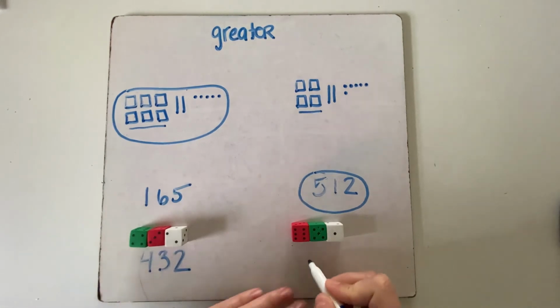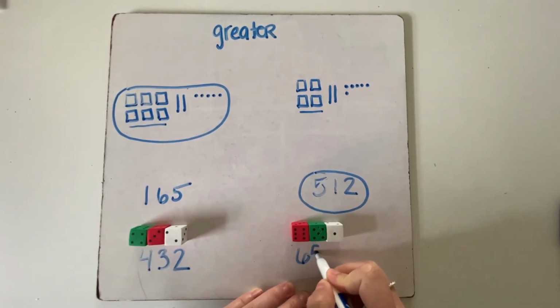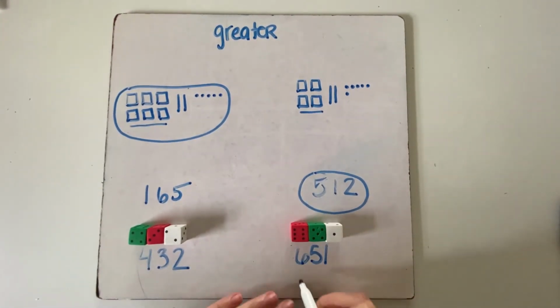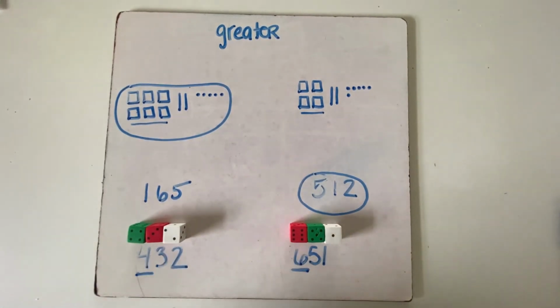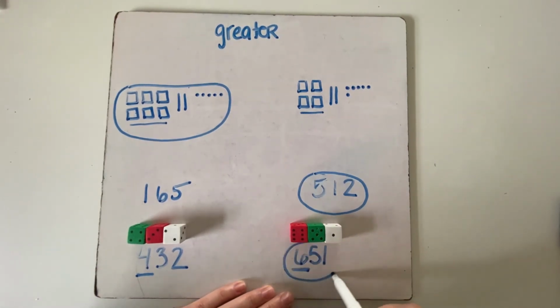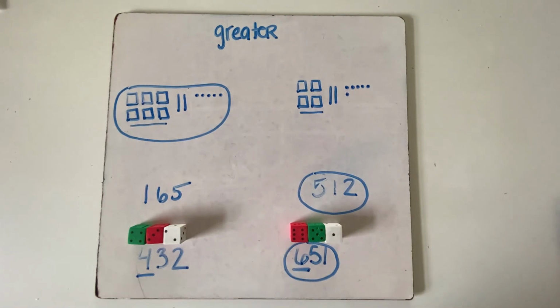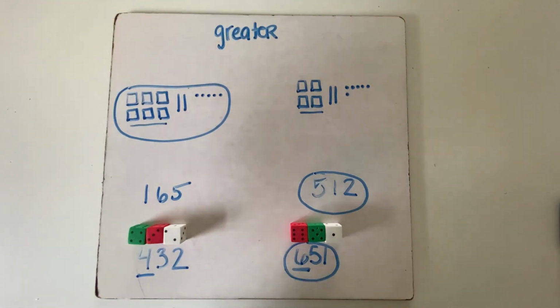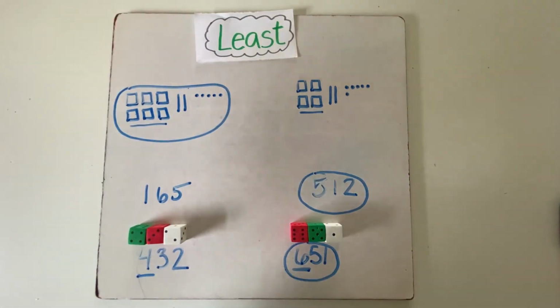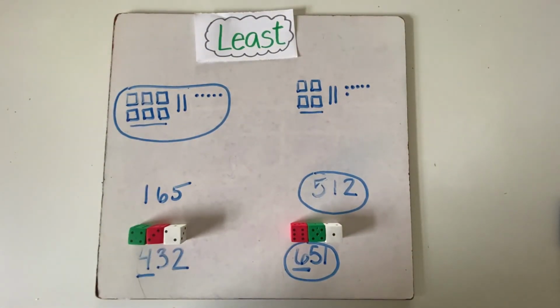And here I have 432 and 651. Once again, using their place value, they should know that they want the highest number in their hundreds place to create the greatest number. And once again, player 2 can win here. Your other option is to keep everything exactly the same, but instead of looking for the greater number, change it to finding the least amount.